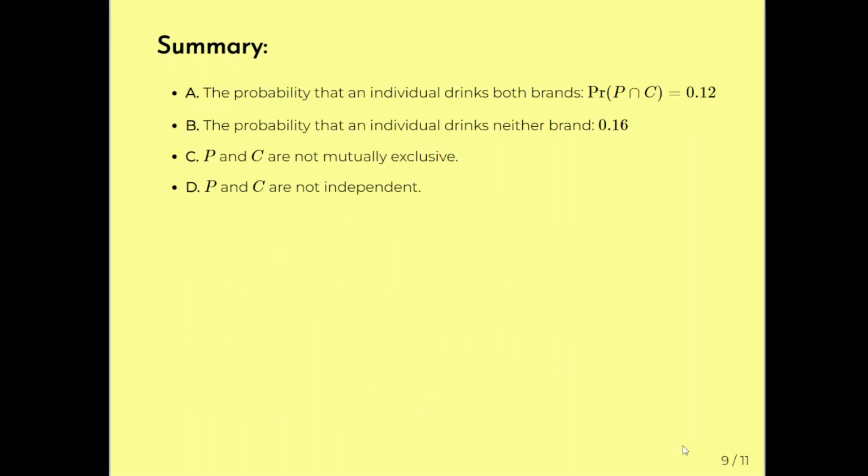So that's it in a nutshell. Probability of P intersection C, both brands, is 0.12. Neither brand, 0.16, 16%. They're not mutually exclusive, and P and C are not independent. Okay, we'll leave it there.